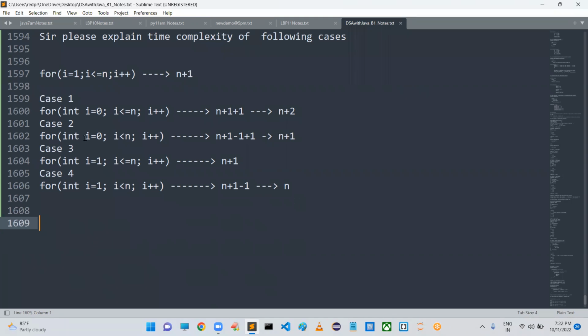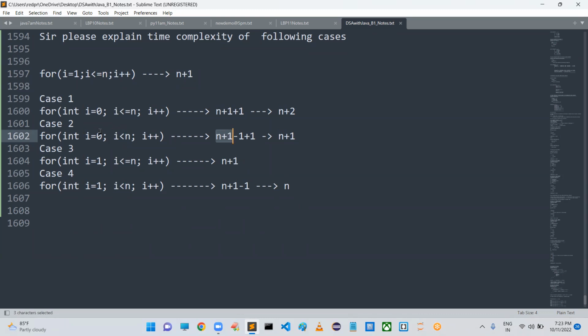Second condition. See, I'm explaining clearly, please listen carefully. Here, n plus 1 is the default execution time complexity for every for loop in this format: i equal to 1, i less than or equal to n, i plus plus. If any for loop is in this format, then n plus 1 is the time complexity. Here, if you take i equal to 0, i less than n, anyway it is a for loop. That's why I have taken n plus 1, just for your remembering purpose.